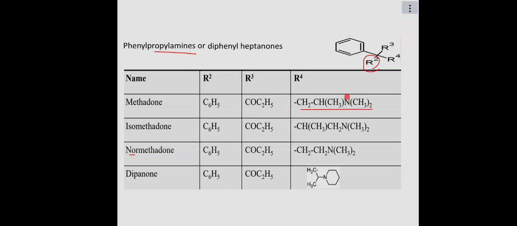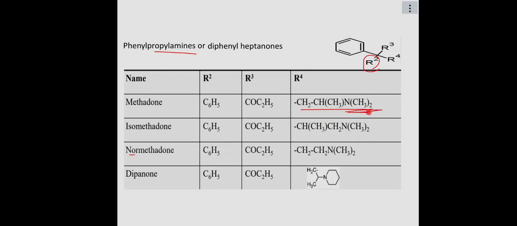In methadone, the alpha carbon is the one that is branched. In isomethadone, it is the beta carbon. Remember, we use alpha and beta both for orientation and to show position. For normethadone, there is no branching at all. So methadone and isomethadone are positional isomers, and that change in the position of the methyl group also influences activity, because of the steric hindrance it introduces and the ability of the molecule to interact with the receptor.